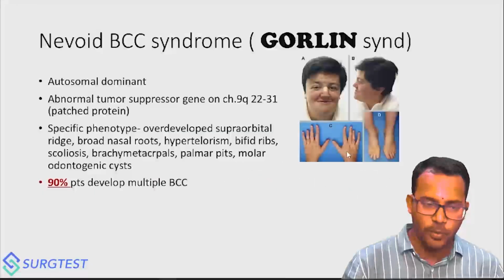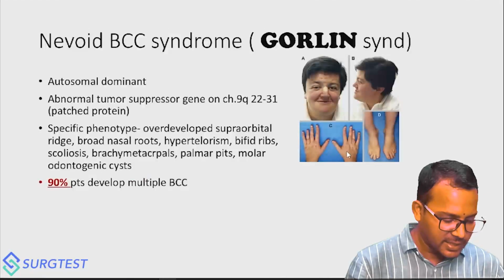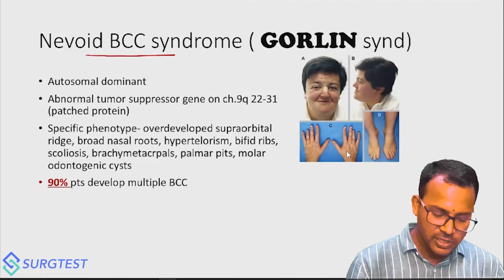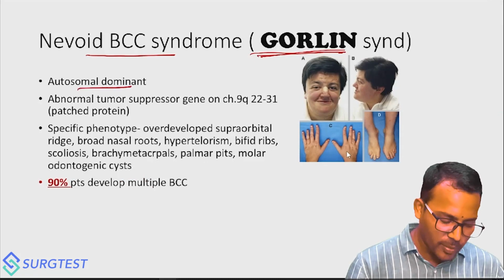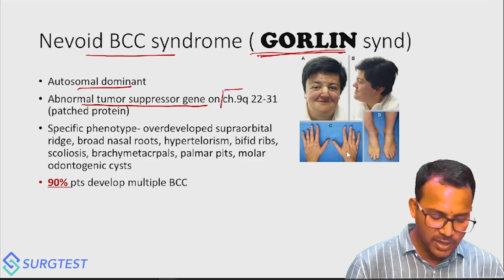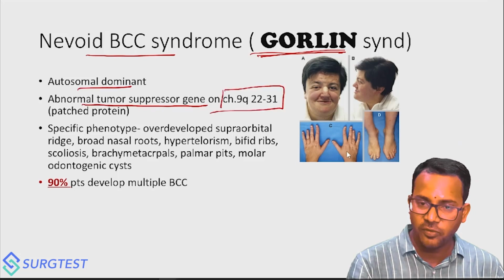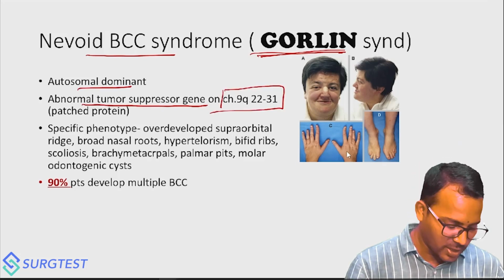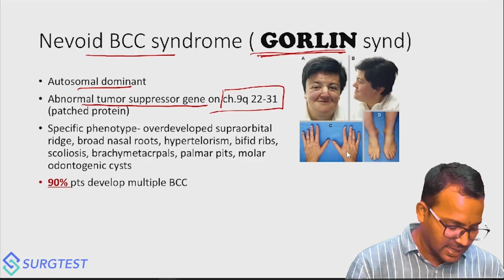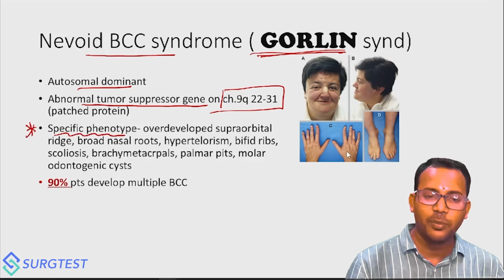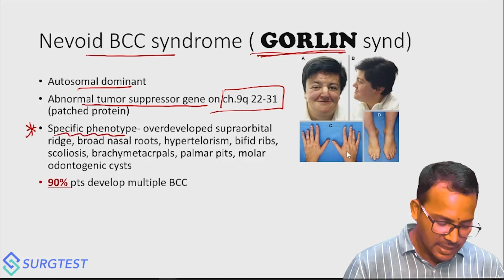A word regarding nevoid basal cell syndrome, which is also called Gorlin syndrome. It is autosomal dominant. The abnormal tumor suppressor gene is seen on chromosome number 9, similar to Ferguson-Smith syndrome. What they have previously asked is regarding the specific phenotype. What's the phenotype of this nevoid basal cell carcinoma syndrome?